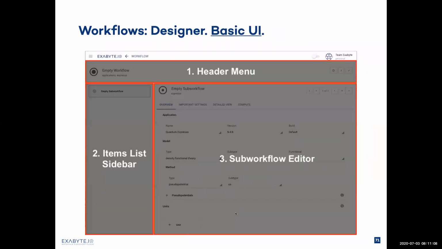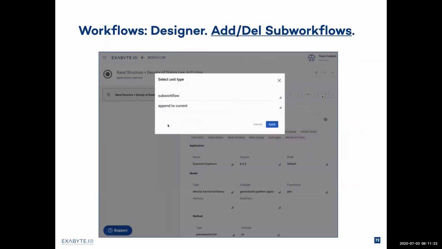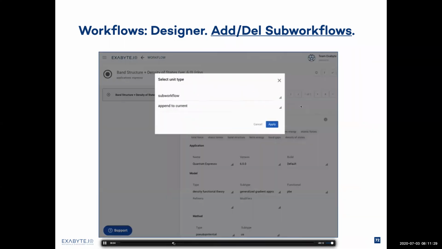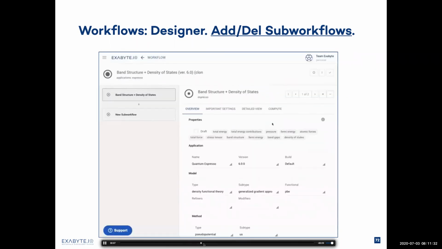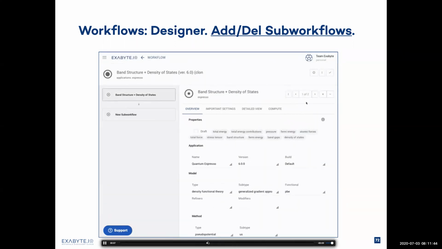And here is how the workflow designer looks in the platform. We have the header menu at the top and the list of items on the left, and the Subworkflow editor on the right. Here is a quick demonstration of how we can add and delete a Subworkflow. We click on the plus button and click apply to append a Subworkflow. And we can switch to it by using the arrows. And then we can delete it by clicking the minus button. You can see the currently active Subworkflow is highlighted in gray. So we can switch from one to the other.